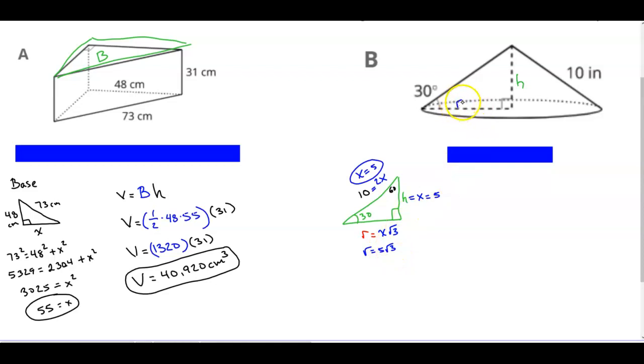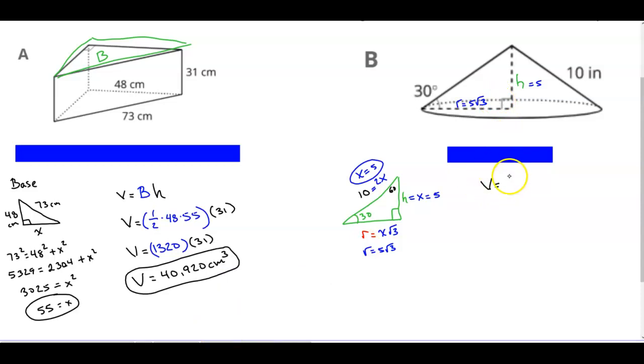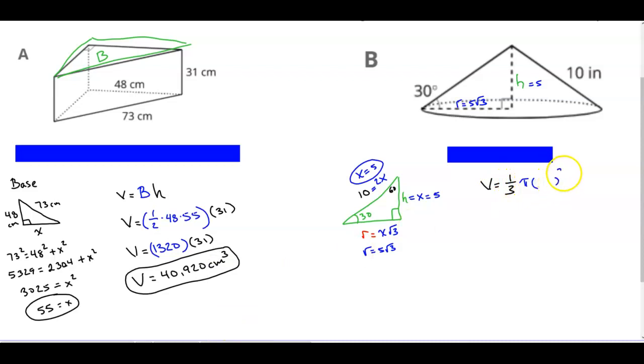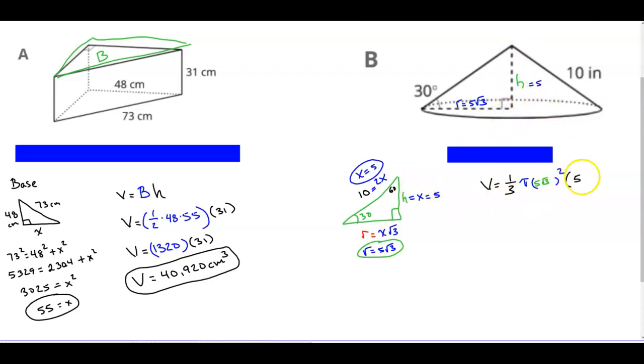So I might add that back up to my picture just to make this easier for us to see. And then I can actually calculate the volume. Now notice it's a cone. So I've got 1/3 the area of the base, which is pi times the radius squared. But I know that my radius is 5 square roots of 3. And then the actual height. The height is what we found over here as 5.